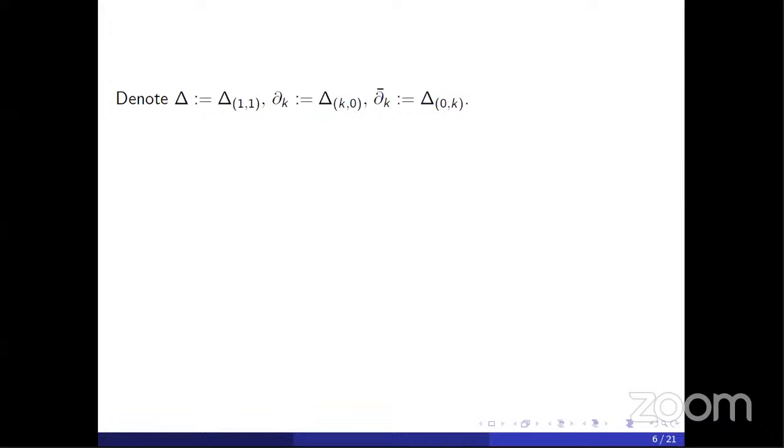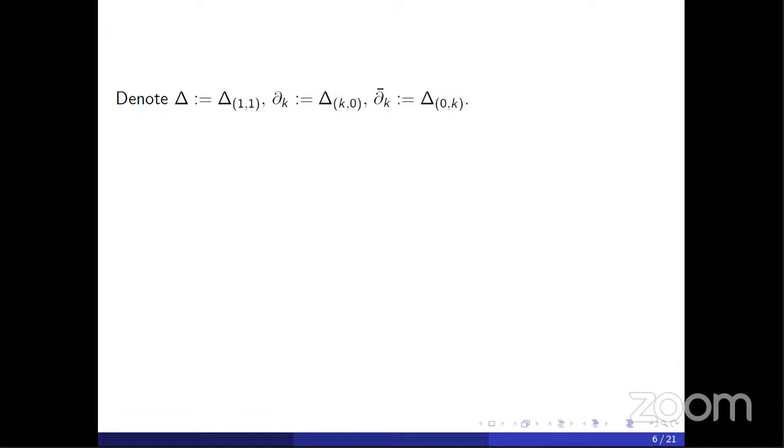Delta is delta 1,1. It sends M to the submanifold dual to the direct sum of the determinant and the conjugate determinant. And partial d_k is delta k,0, which sends M to the submanifold dual to the determinant to the power of k, and partial d bar k sends M to the submanifold dual to the conjugate determinant to the power of k.